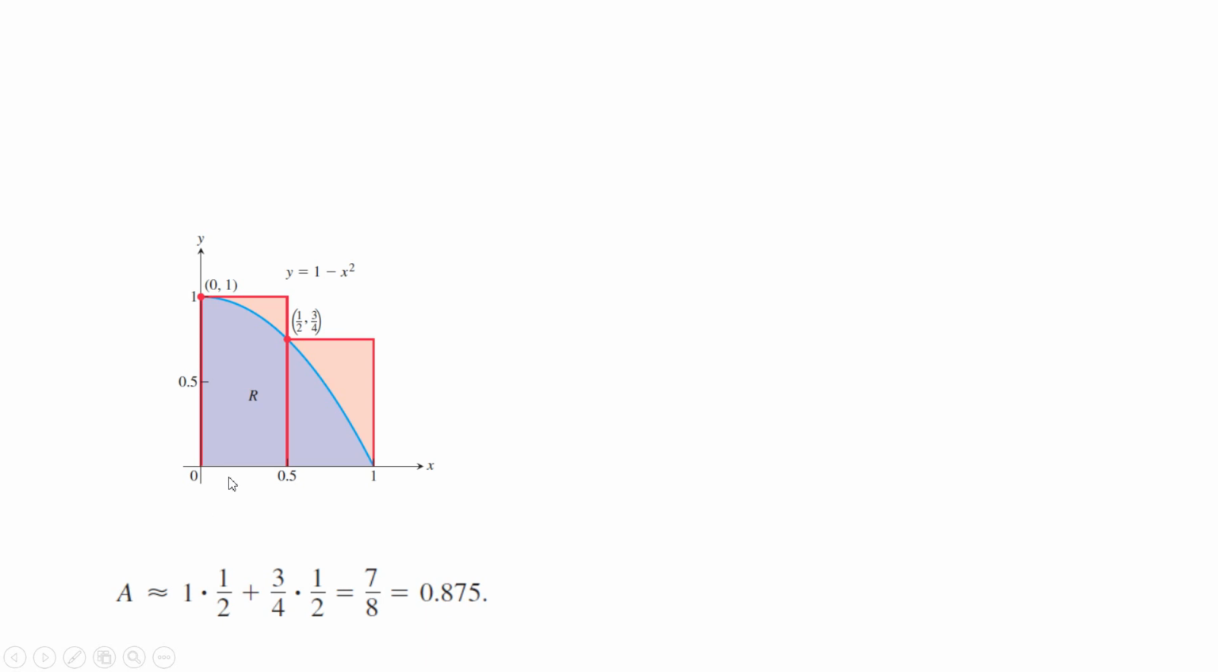We have the area of rectangle 1 plus the area of rectangle 2. Now the area of rectangle 1 is 1 multiplied by 1 by 2. The area of rectangle 2 is 3 by 4, because the height of this rectangle is 3 by 4, and the width of this rectangle is 1 by 2. So 3 by 4 multiplied by 1 by 2, and by simplifying it, we have area is equal to 0.875. Of course, this is an approximate area, and you can see there is a lot of error, right?